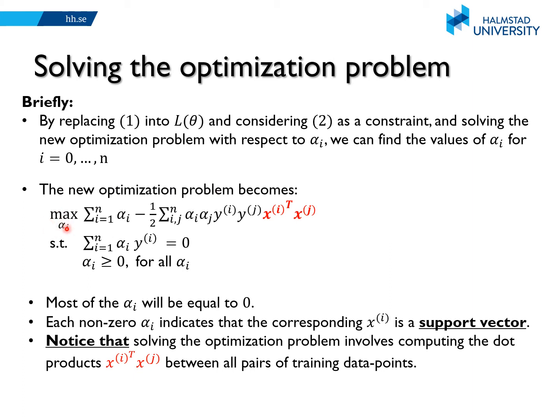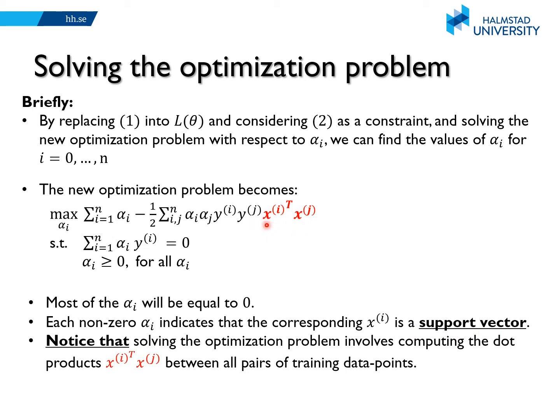But this time it's with respect to those Lagrange multipliers, the alphas. Okay, so by solving this constrained optimization problem again, we will find the values of those multipliers, those alphas. And what we will find is that most of them will be equal to 0, and just a few multipliers will be non-zero. And each non-zero multiplier indicates that the corresponding xi is a support vector. So we will just get a few support vectors.